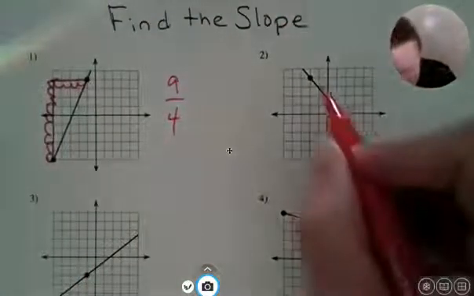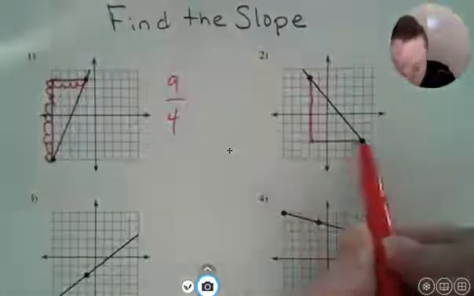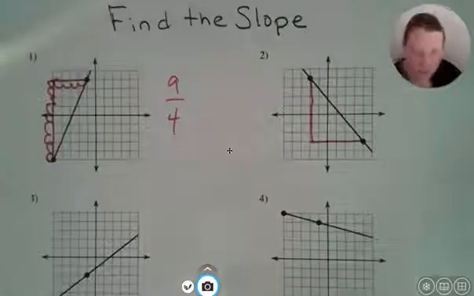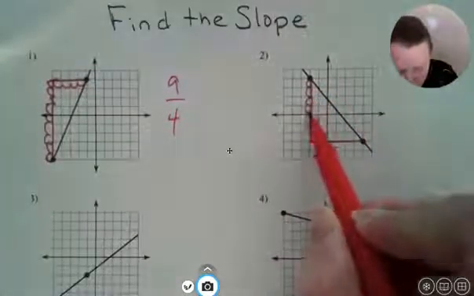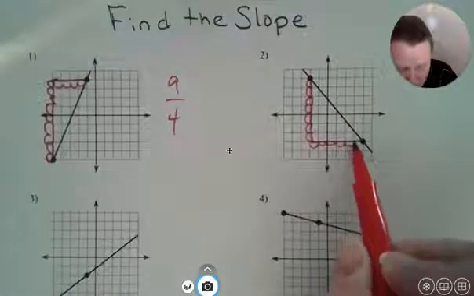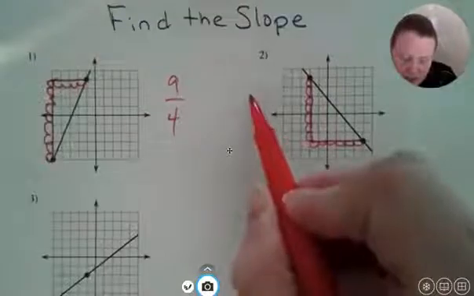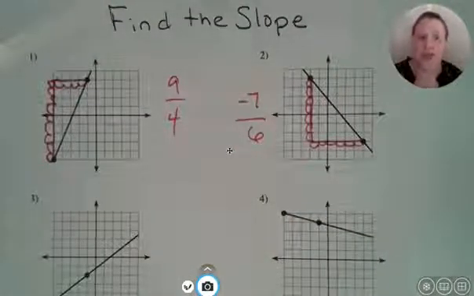We're going to do the same thing on the next one, and we notice that automatically it is downhill, so we know it's going to have a negative slope. Again, we're going to count: 1, 2, 3, 4, 5, 6, 7, 1, 2, 3, 4, 5, 6. So it is 7 down and 6 over, because remember, it is rise over run.